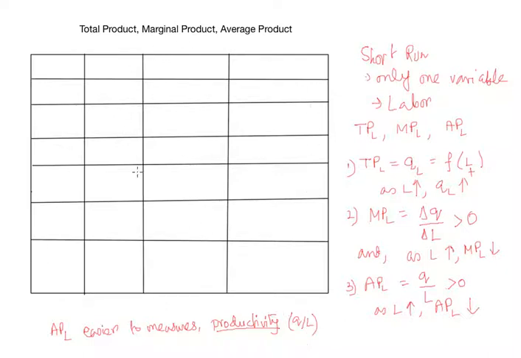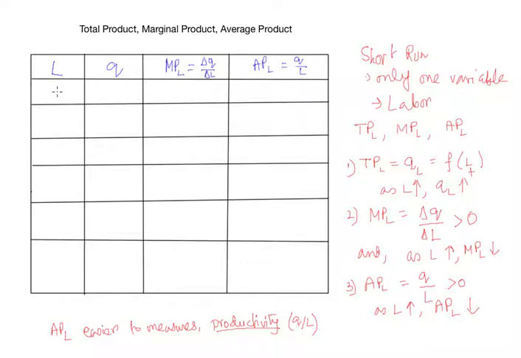Now let's go back to this empty table and try to fill it up. We will start with some assumed numbers. In the first column, we measure the quantity of labor. In the second column, we have total product of labor, Q. Here we have MPL, for which you would need to divide the change in quantity of output by the change in quantity of labor. And in the fourth column, we have average product of labor, which is total product divided by the total number of labor that is used.